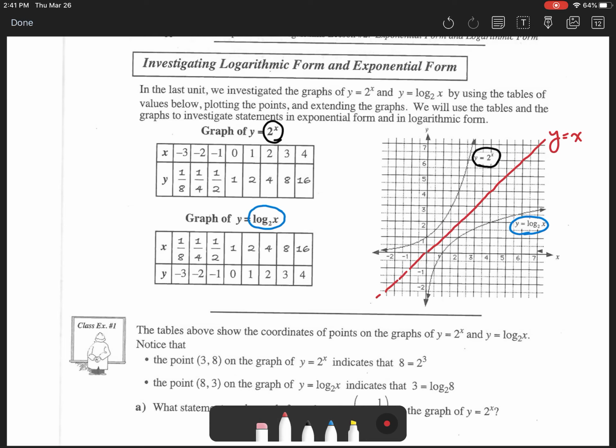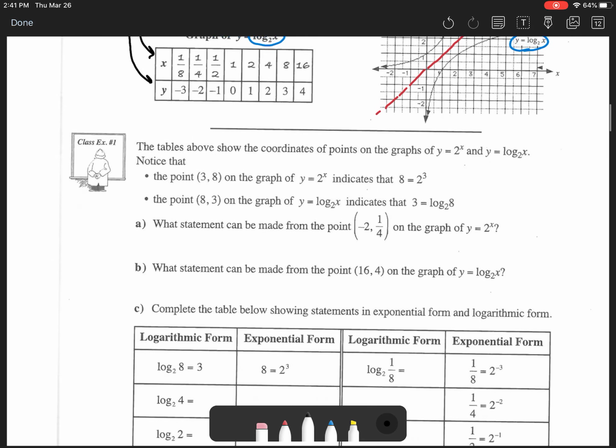So we created these graphs in the last chapter. We inputted the x's and got the y's, and again you can see that if I interchange the x's and the y's, I get the other graph. So here the x's become the y's, and the y's become the x's. So that means that the domain and ranges are also interchanged. Again, just a past note from last lessons.